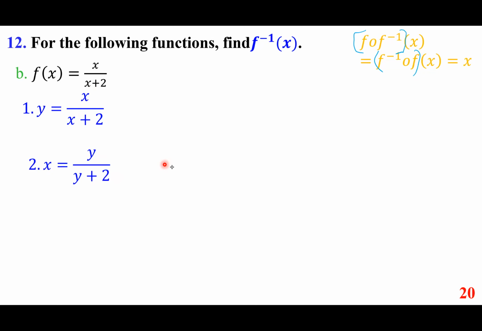However, we continue to solve for y, which means we are going to do the cross product. Let me make this a fraction, x over 1. So we multiply these two, we multiply these two. This is the cross product.